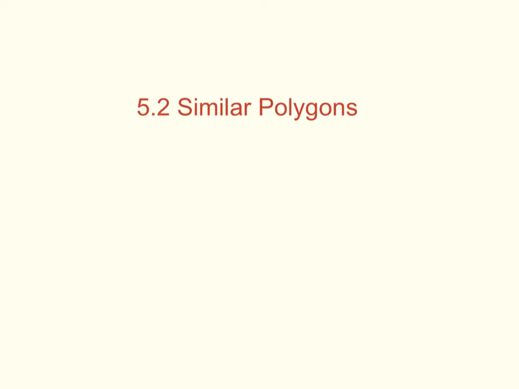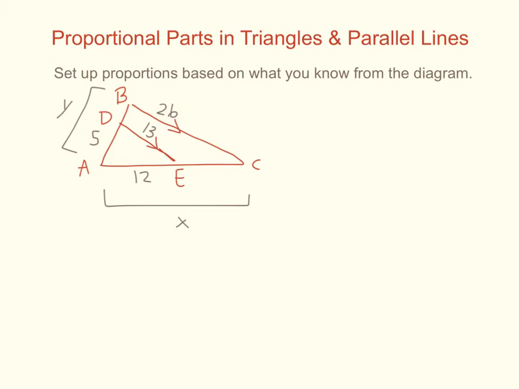Okay, so this is 5.2, similar polygons. For proportional parts in triangles and parallel lines, we want to make sure that we first set up proportions based on what we know from the diagram.